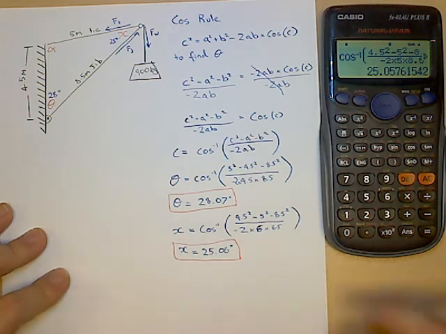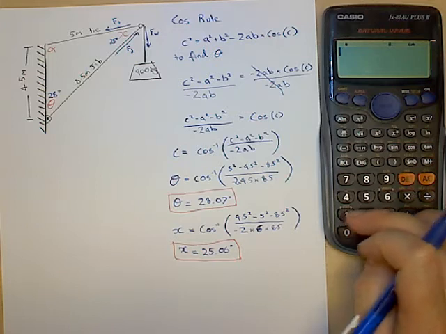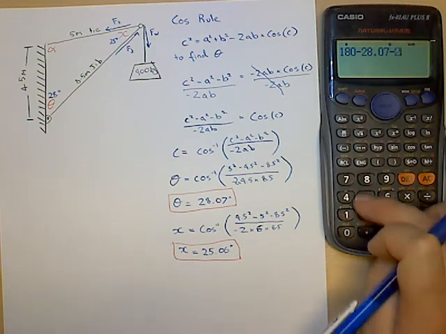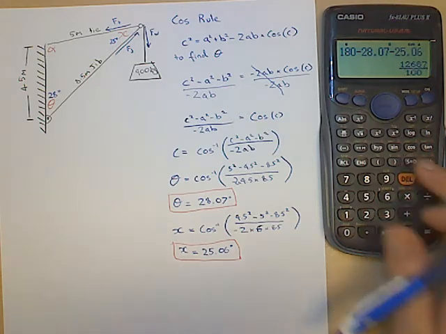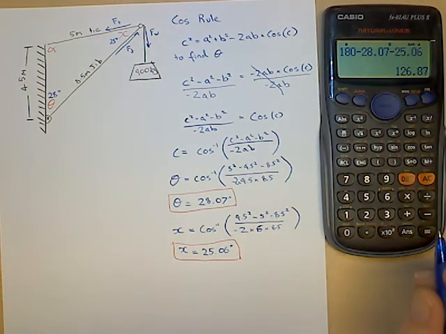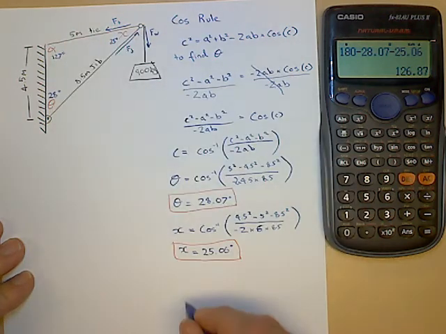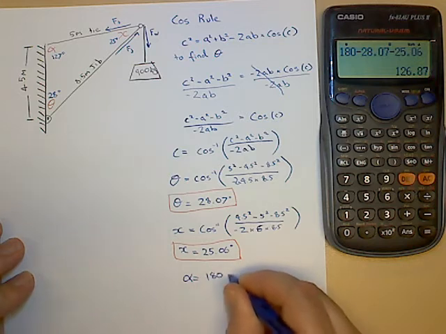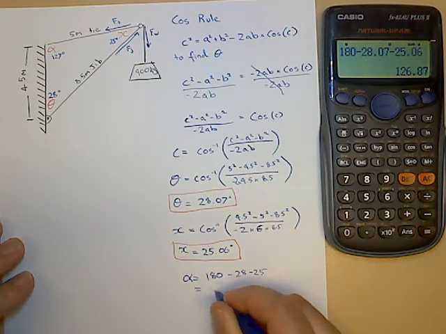And then we could do that again to find alpha, or we can just take it away from 180 because the angle sum of a triangle is 180. So 180 minus 28.07 minus 25.06. Probably didn't need to put those decimals in. 126.87, so we'll round that up to 127. So alpha equals 180 minus 28 minus 25 equals 127.